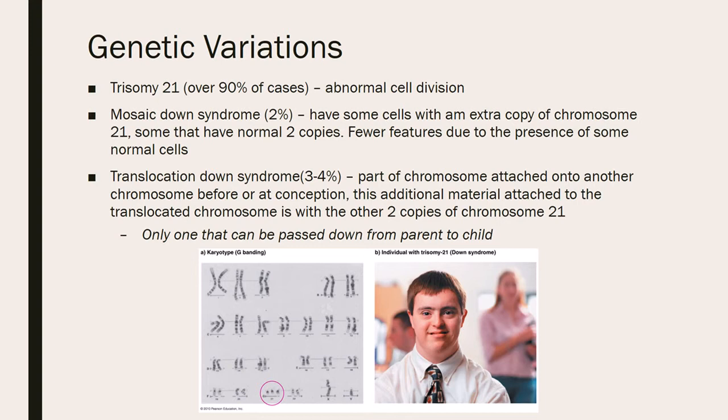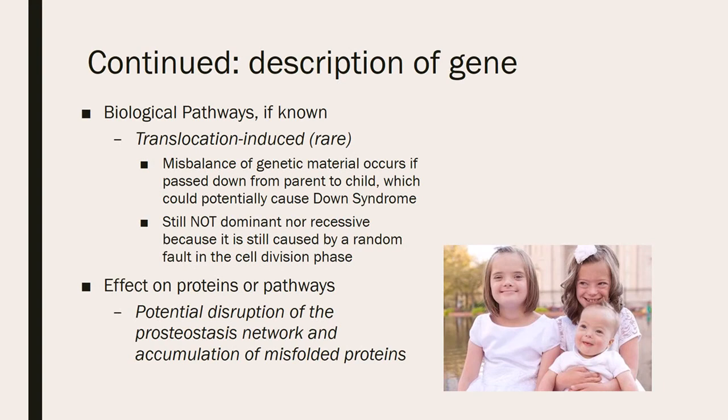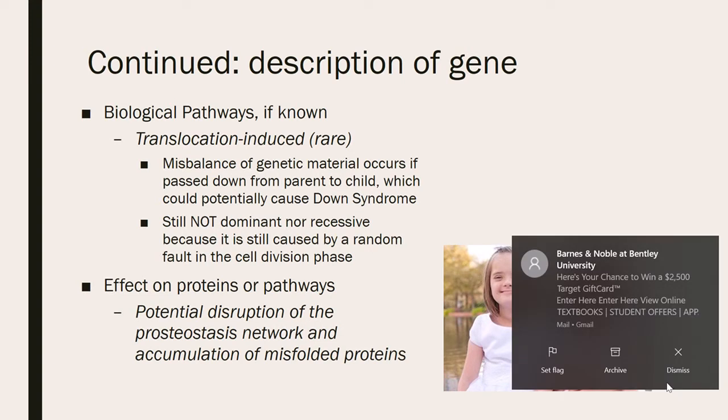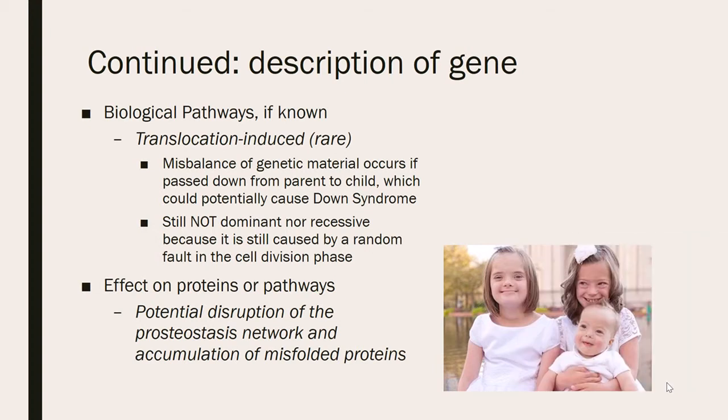The last kind is translocation Down syndrome, which is the only kind that can be passed down from a parent to a child. Part of the chromosome is attached to another chromosome before or at conception, and this extra material turns into that extra chromosome 21. This translocation-induced Down syndrome is still not dominant nor recessive because it's still caused by a random fault in the cell division phase of meiosis. The effect on proteins is the potential disruption of the proteostasis network and accumulation of misfolded protein in these people.